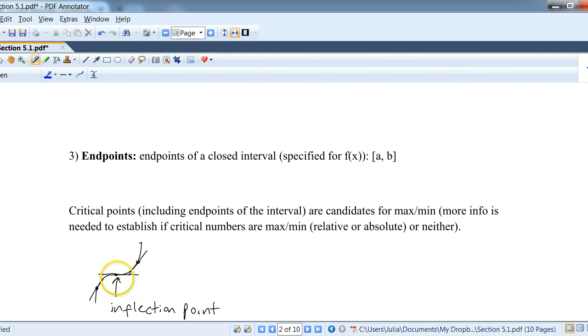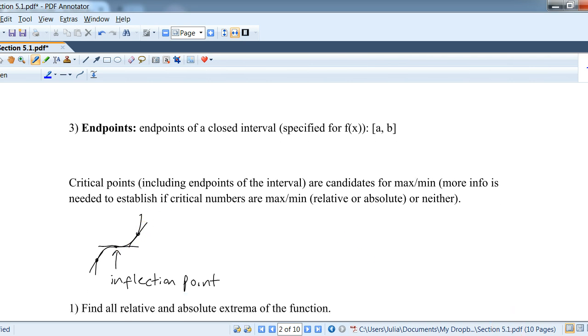Critical points, including endpoints of the interval, are candidates for maximum or minimum. If the slope of the tangent line is 0 at a particular point, it does not necessarily mean we have a maximum or a minimum. We could have an inflection point, and how do we tell? We can tell by the sign of the slope of the tangent line. For example, the function's increasing, may slow down a little bit and continue increasing.